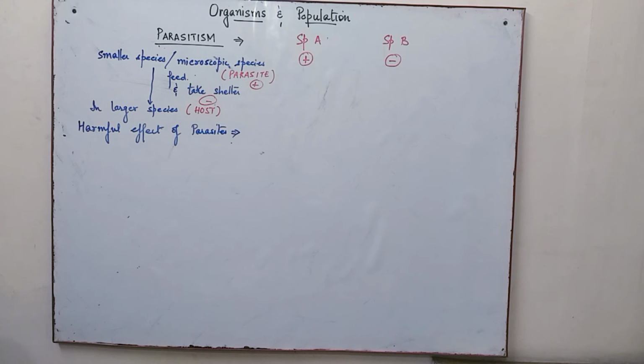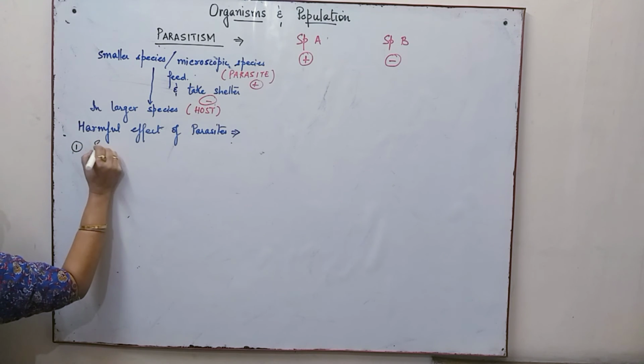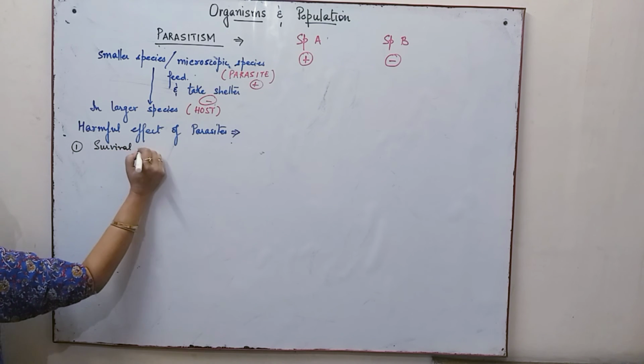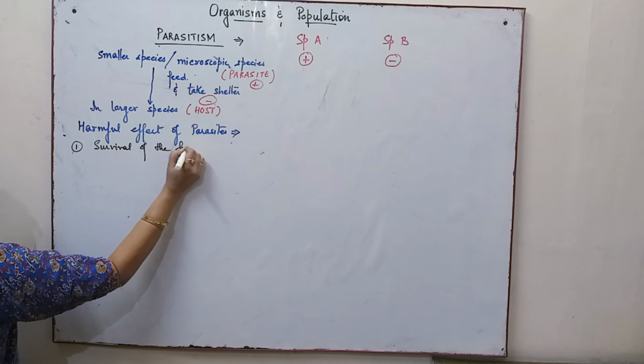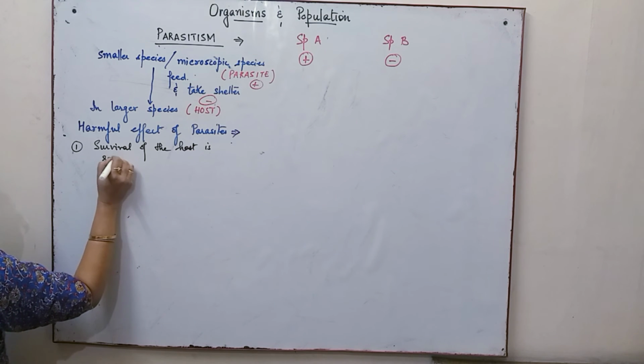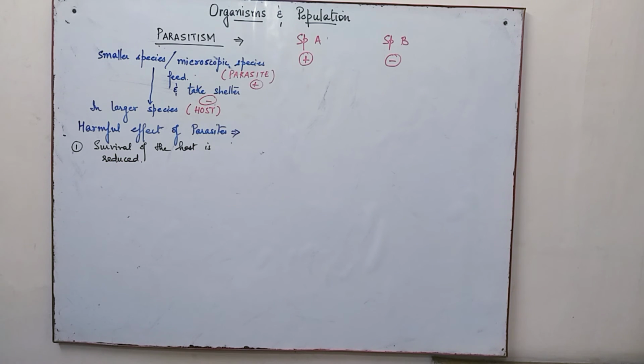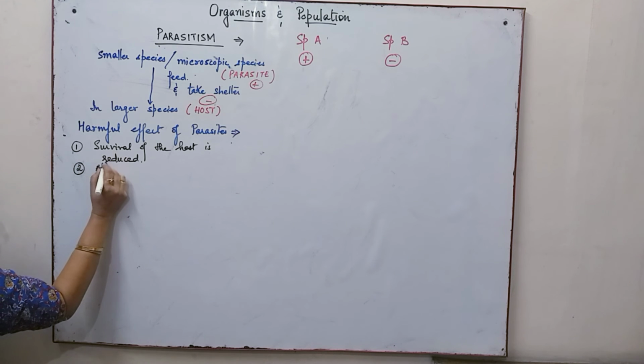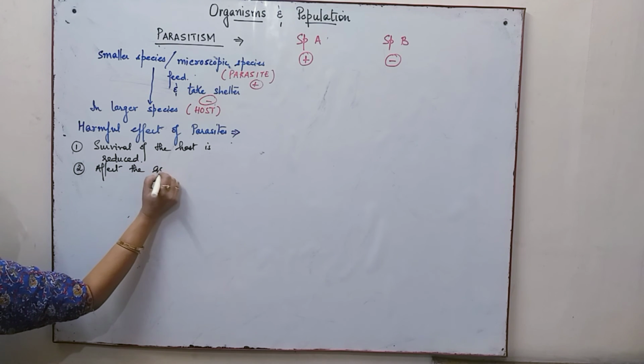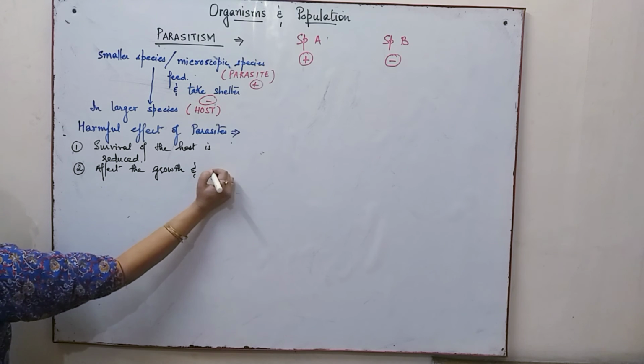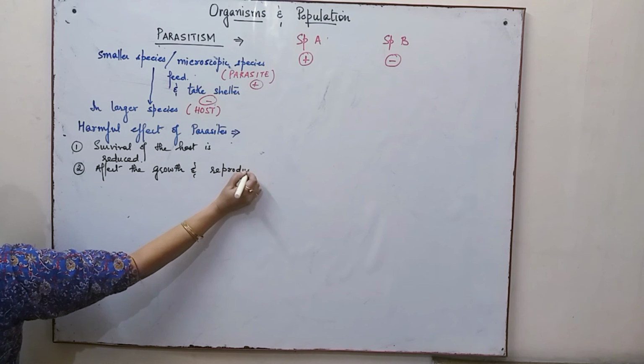Because they are inside the body of the host, they may affect the host adversely. They may reduce the survival of the host. So the survival capacity of the host is reduced. Also, the growth and the reproduction of the host is affected. So they affect the growth and reproduction of the host.